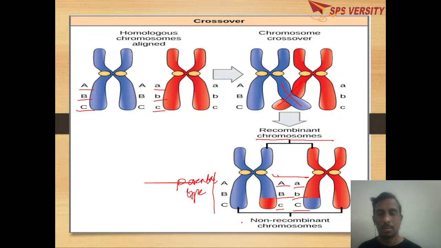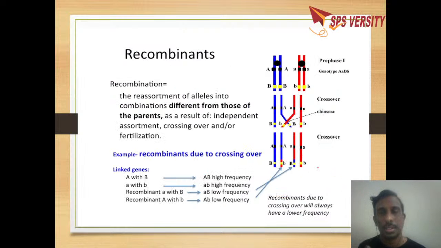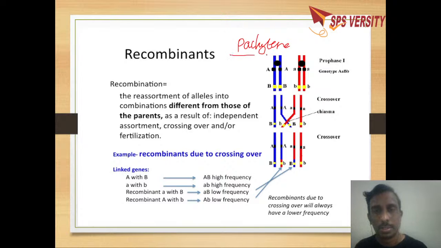Due to crossing over, the recombination process, that is the exchange of chromatid parts, takes place, which is a physical exchange of chromatids that leads to the recombinant types. So here you can see exactly what happens during prophase 1. In prophase 1, there are leptotene, zygotene, pachytene, diplotene, diakinesis. Crossing over takes place during pachytene.